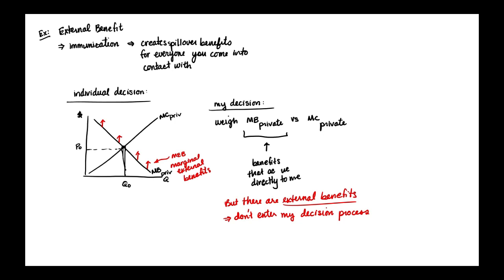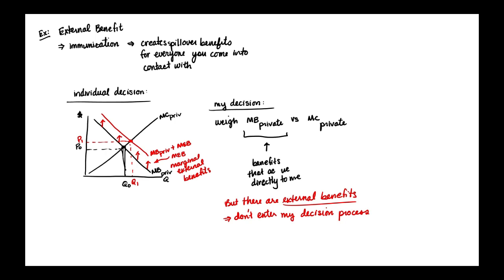Now, if I did think about the marginal external benefits, then I'd be thinking about this curve right here, where we have the marginal benefits that are private plus the marginal external benefits. So if I did think about all those spillover benefits that I generate when I get a flu shot, I'd be thinking entirely differently. I'd be thinking about that red marginal benefit curve, right? Which means I'd be thinking about this. I'd be willing to pay a price P1, and I'd get more immunizations, right?